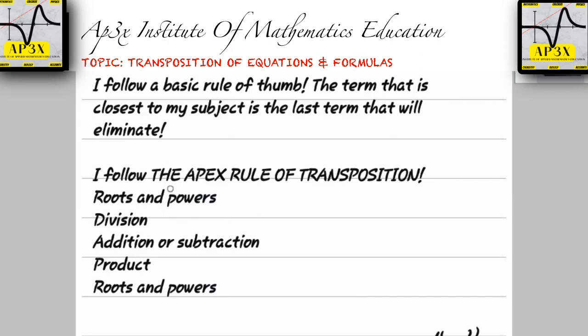According to this order, if I get an equation that involves roots and powers, I'm going to try to get rid of the roots or the powers. Then I'm going to try to get rid of the division. Then I'm going to try to get rid of the addition or subtraction. Then get rid of the product. And then again, if my subject is connected to a root or to a power, I'm going to get rid of the root and the power. This maybe sounds a little bit more complicated, a little bit more new, first time hearing this. Let me show you how it works.